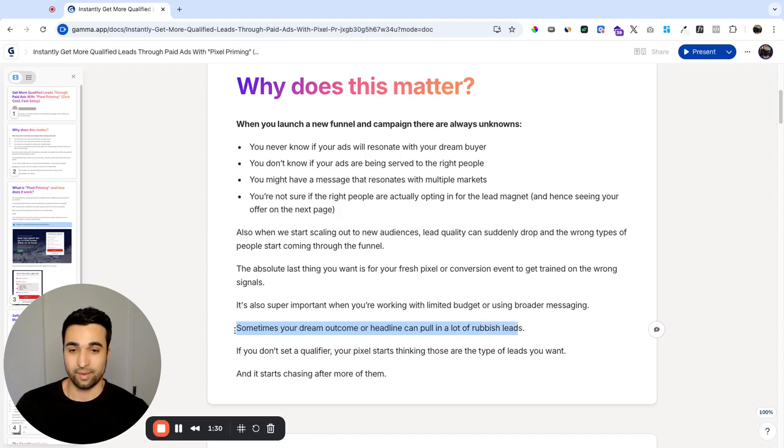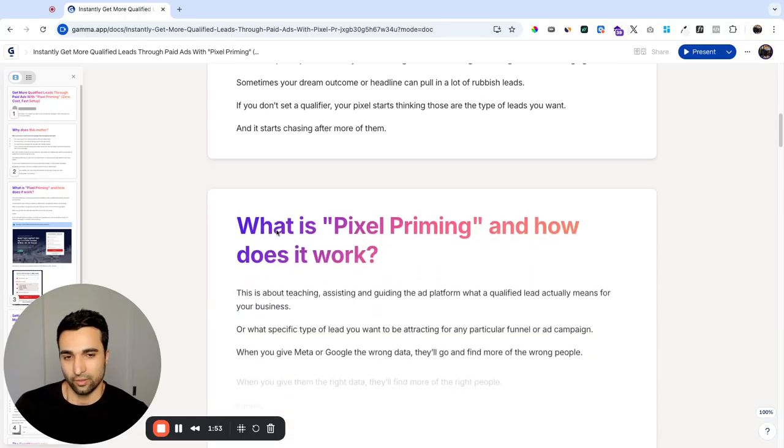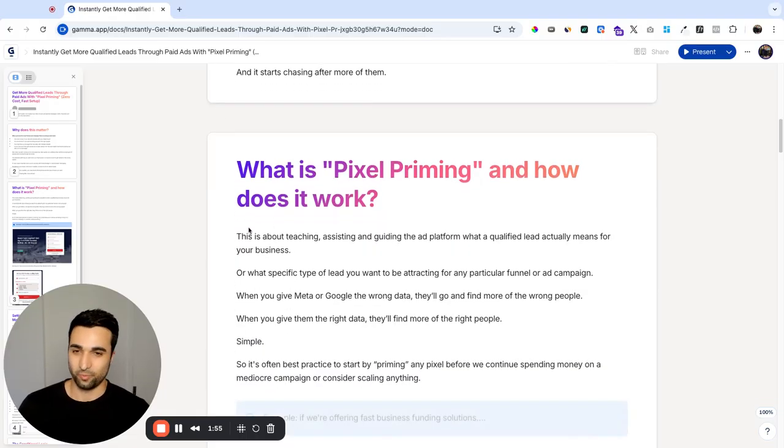Also, as I mentioned, sometimes that dream outcome or headline that you have on the page can pull in a lot of rubbish leads, people that aren't financially qualified or that aren't going to be a good fit for your product or service. And if you don't set a qualifier and you have some of that broader messaging, your pixel starts thinking that those are the types of leads that you want, and it starts wrongly chasing after more of them. So, a little bit of a preface to the content here, but that's why it's important.